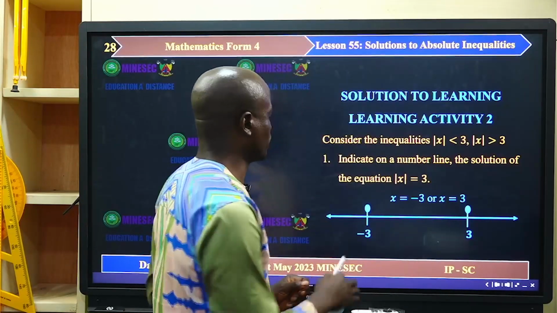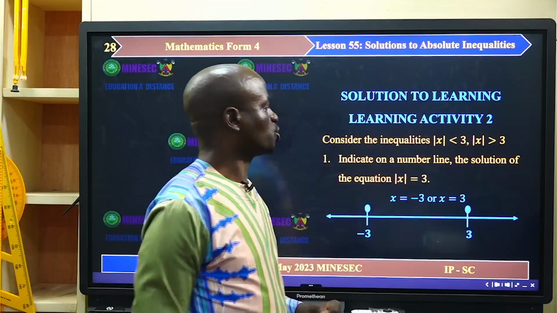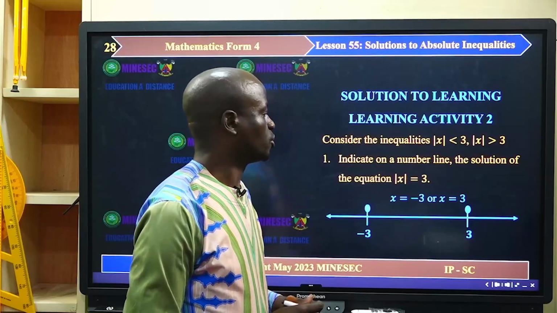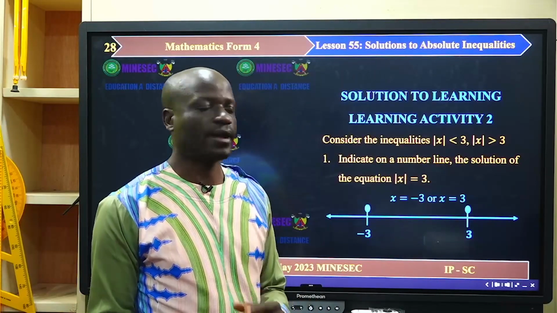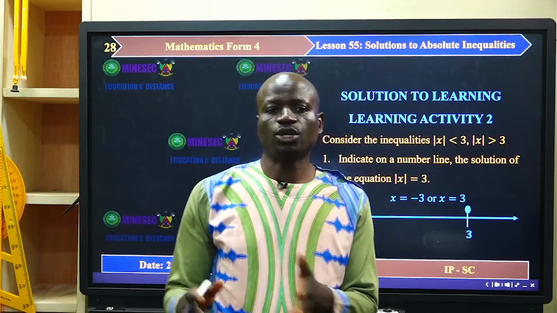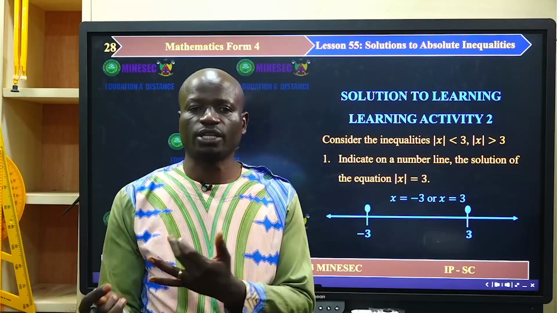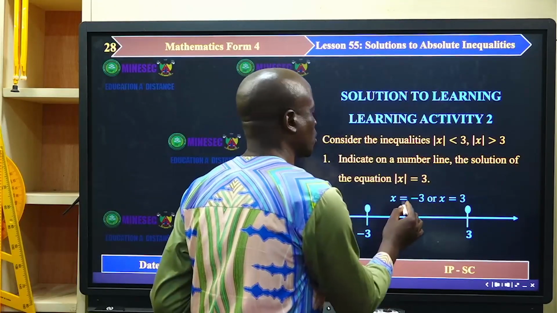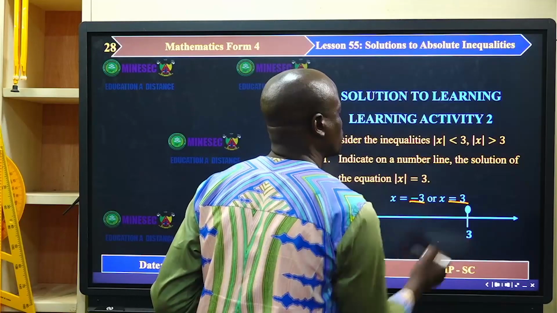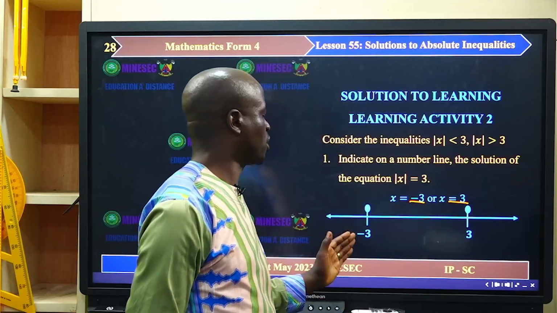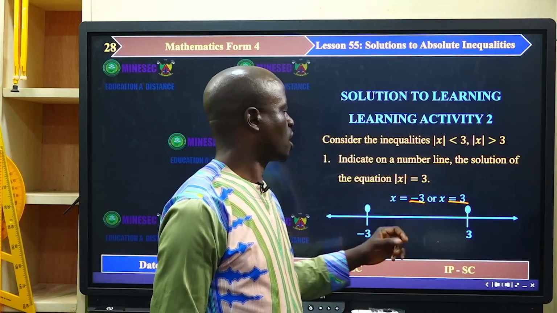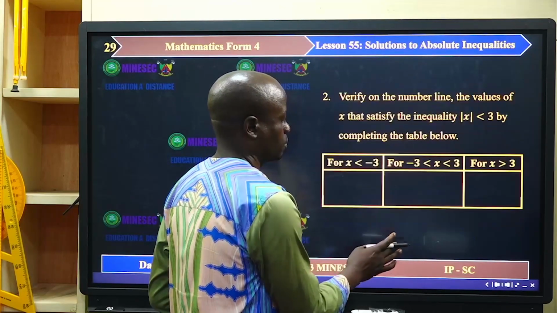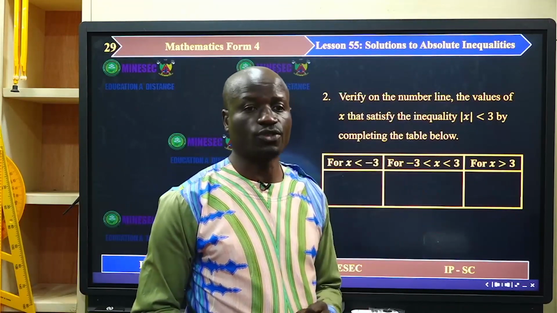So let's have a look at this. We are expected to indicate on the number line the solution of the equation, the absolute value of x is equal to 3. We had seen earlier that the absolute value of x equal to 5 means that x is either 5 or negative 5. So the absolute value of x being equal to 3 means that either x is equal to negative 3 or positive 3. On the number line, we have it indicated with these dots. So now let's complete this table.